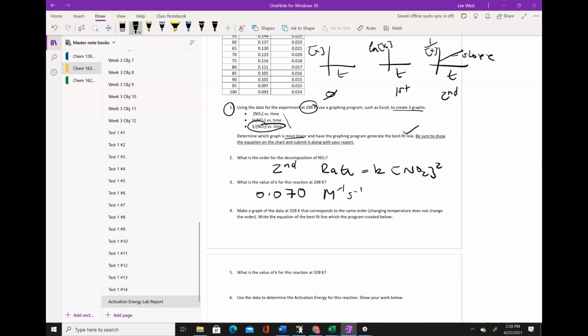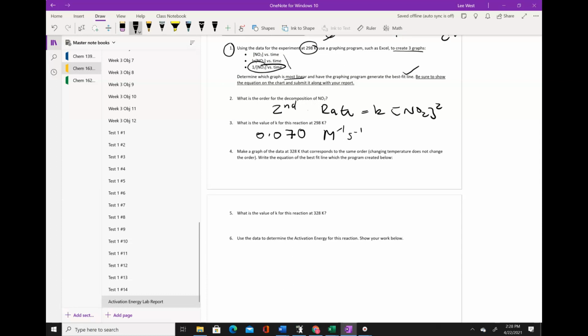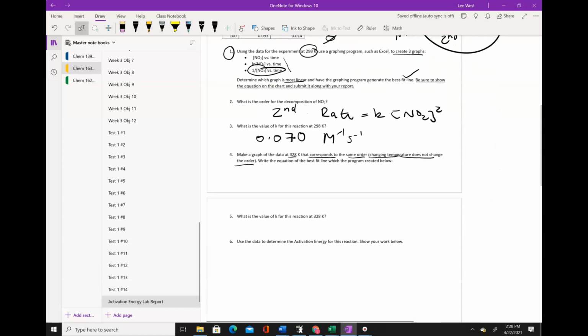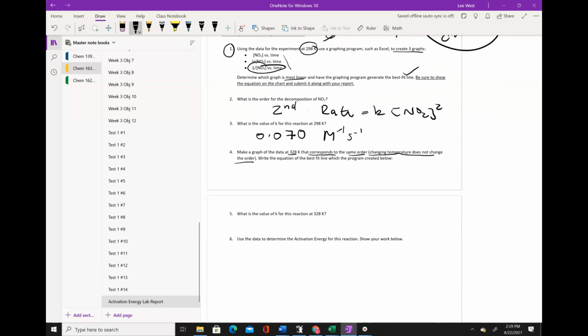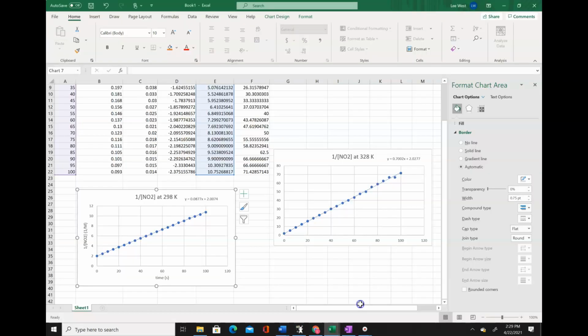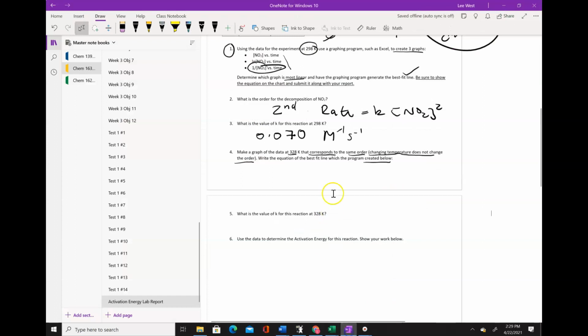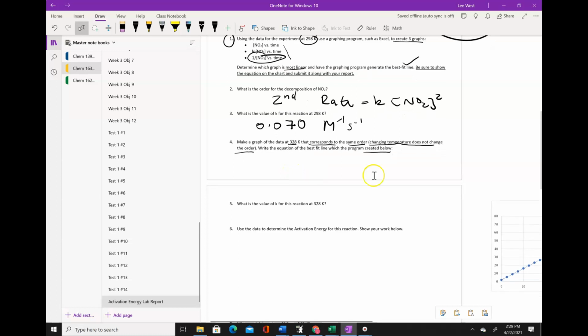Okay, so now it says make a graph of the data at 328 that corresponded to the same order, because changing the temperature does not change the reaction order. So we're going to use our 1 on concentration against time again. Write the equation of the best fit line which the program created below. So that's just going to be here. Oh, sorry, that was 0.09 in the first one. Sorry, my mistake. That's just going to be this guy. So I can actually just copy that, can't I? I should go back. That was 0.09.